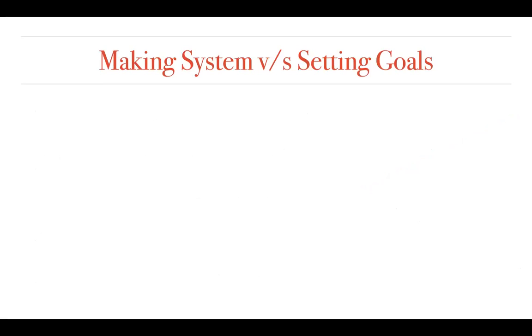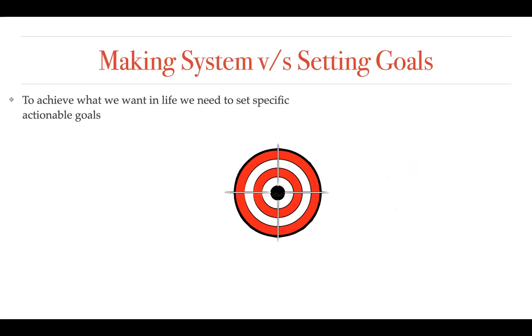So now let us talk about the difference between making the system and setting the goals. Of course, in order to achieve what we want in our life, we need to set some specific actionable goals. One of the objectives can be, I want to read this book on cosmology by Steven Weinberg. This can be a specific goal that I want to achieve.